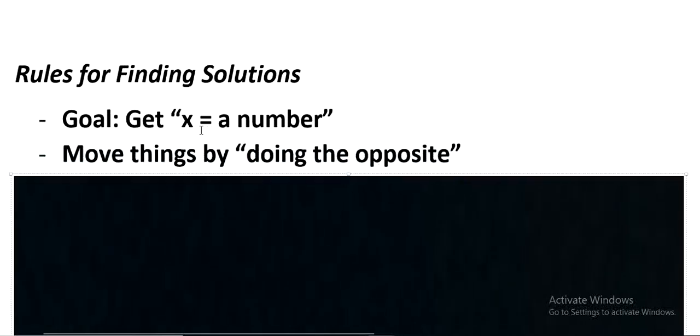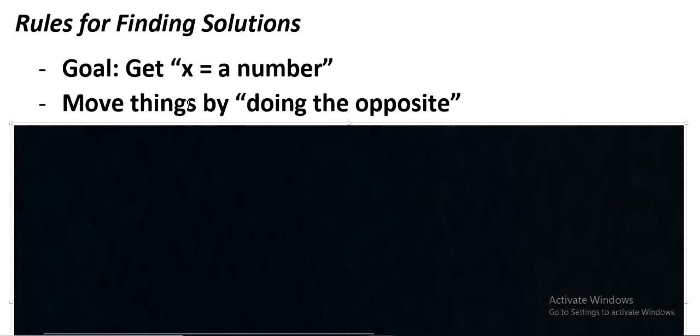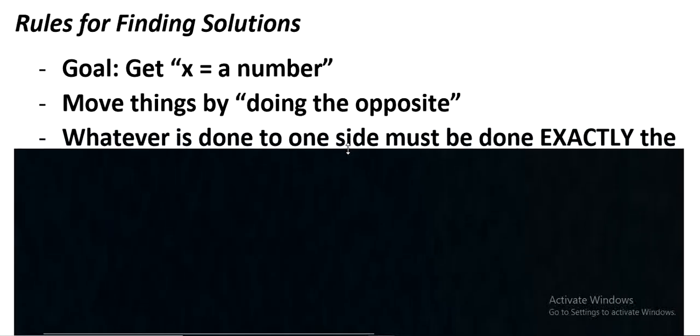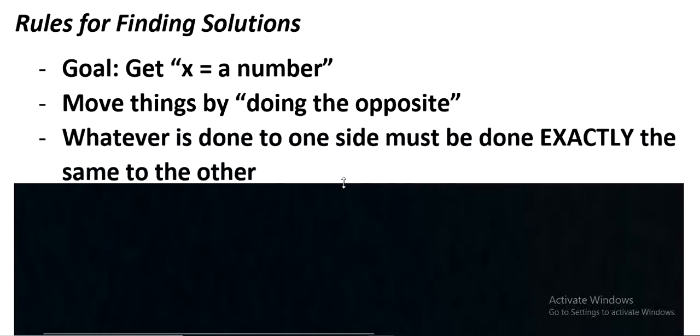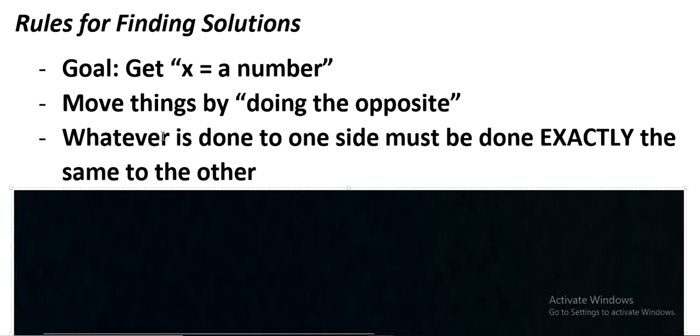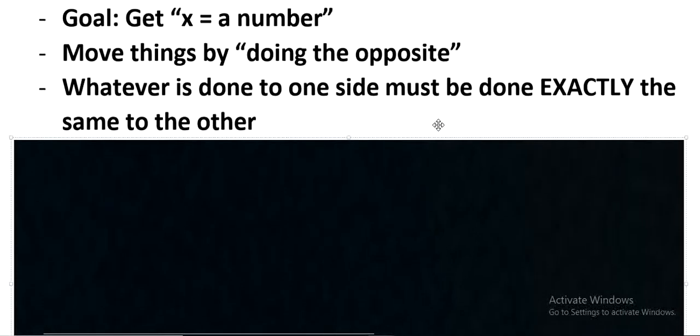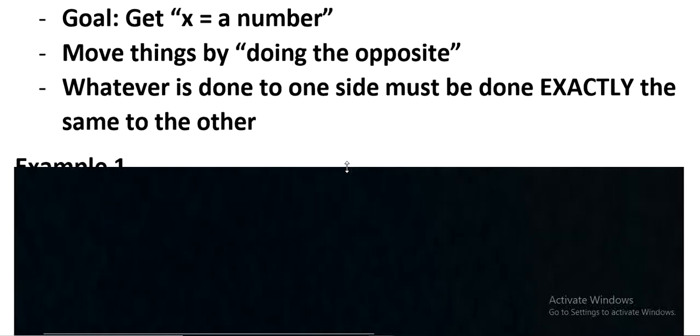So what we do is we keep the variable in the same spot, but we're going to move everything else away from it. We're going to move things by doing the opposite. I'll even say doing the opposite operation. We'll see what that looks like in the examples coming up. One of the most important rules, all the rules are important, but this one is especially important: whatever is done to one side must be done exactly the same to the other side. When I say sides, I'm talking about sides of the equal sign. We'll see that in an example.